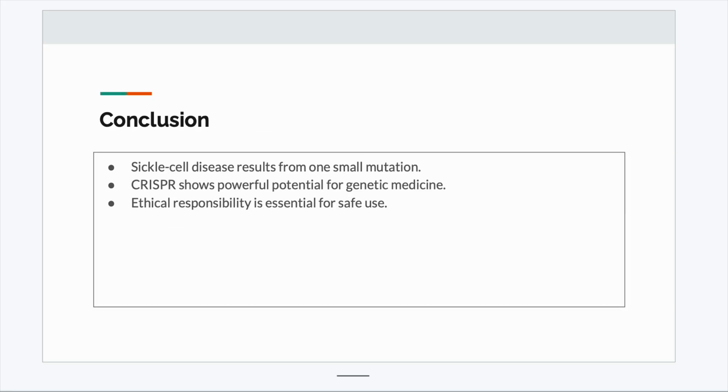In conclusion, sickle cell disease is caused by a single mutation, but it has a huge effect on the body. CRISPR offers a way to fix that mutation at the source, potentially curing the disease. But because we are editing human DNA, we have to think carefully about safety, access, and ethics. This topic shows how powerful genetic engineering is and why responsibility is so important in science.